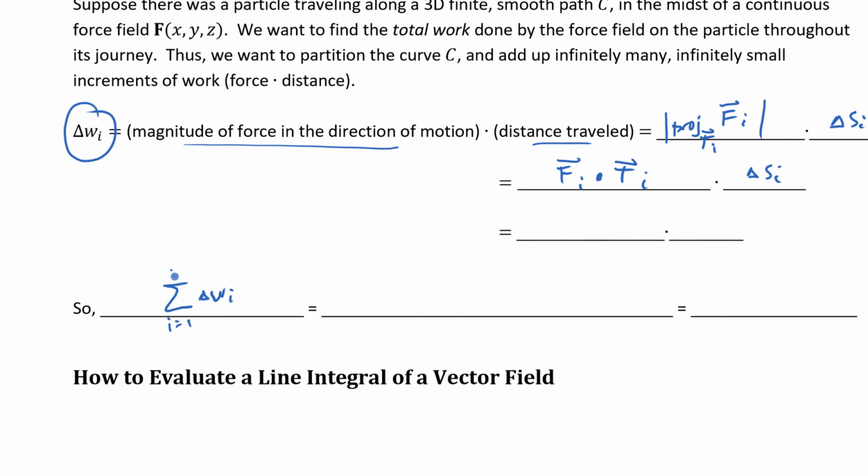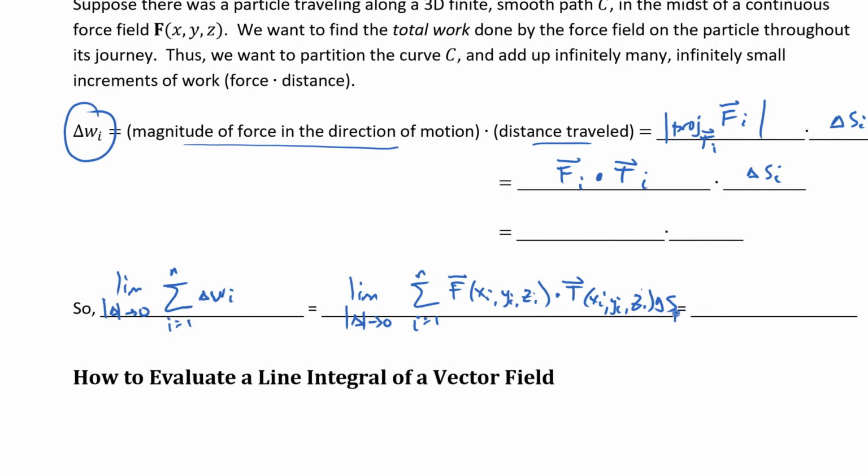As i goes from 1 to n, and then we'll take the limit again as the largest interval goes to 0. The magnitude of that largest one goes to 0. That's the limit of the norm going to 0, this concept we've seen repeatedly. This would be the limit as that norm goes to 0 of the sum, i goes from 1 to n, of all of these force vectors, and to be clear, they are at particular x sub i, y sub i, z sub i, the dot product with the tangent vectors at the x sub i, y sub i, z sub i, times the delta s sub i.